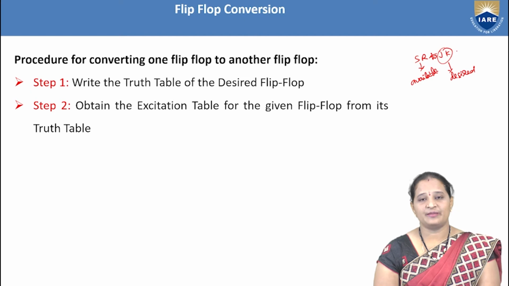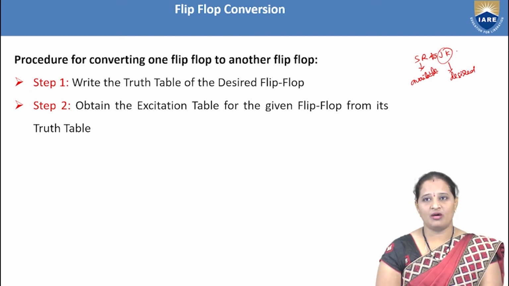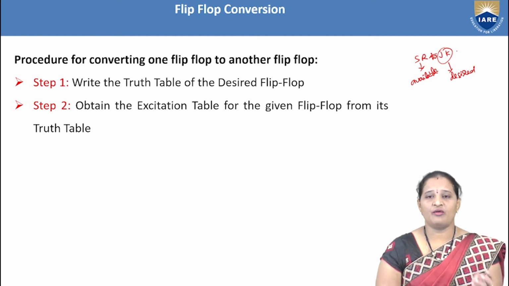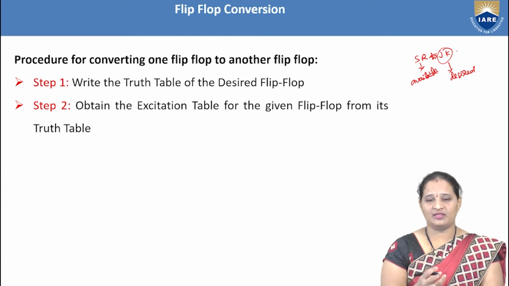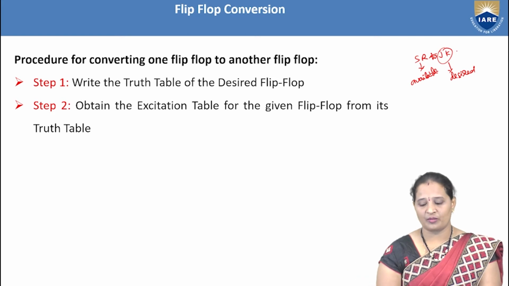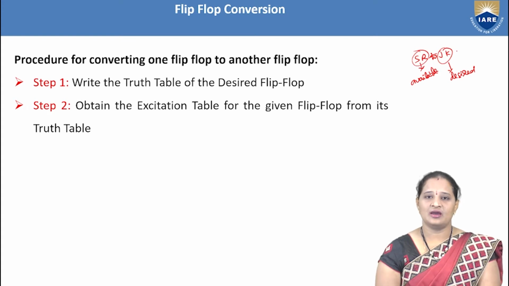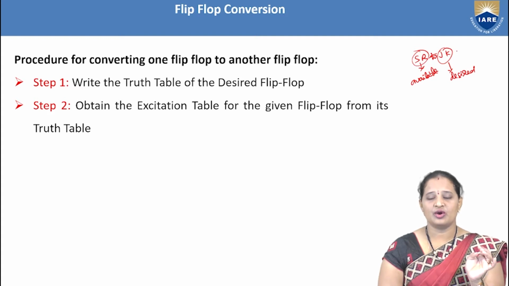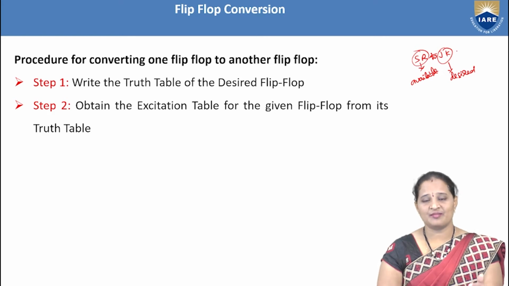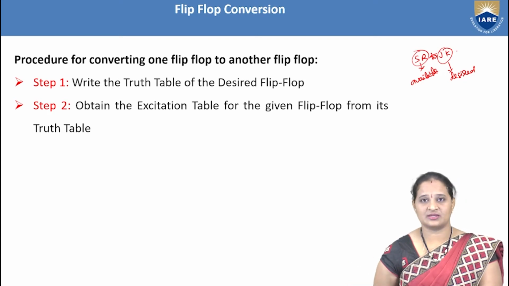And second step, obtain the excitation table for the given flip-flop from its truth table. Here we already know how to write the excitation table from the truth table. We need to get the excitation table for the available flip-flop. In this example, the SR flip-flop is the available flip-flop, whereas the JK flip-flop is the desired flip-flop. So in the first step, get the truth table of the desired flip-flop, and in the second step, get the excitation table of the available flip-flop, that is, the SR flip-flop in this case.